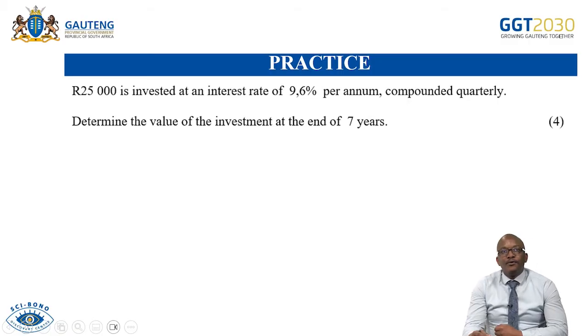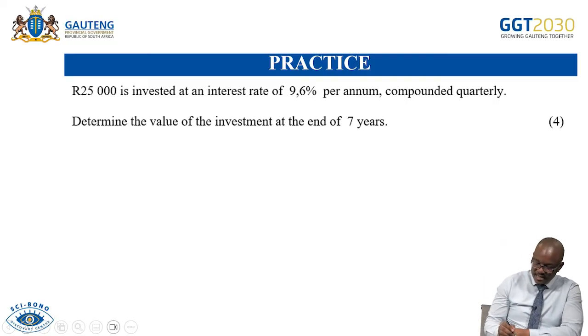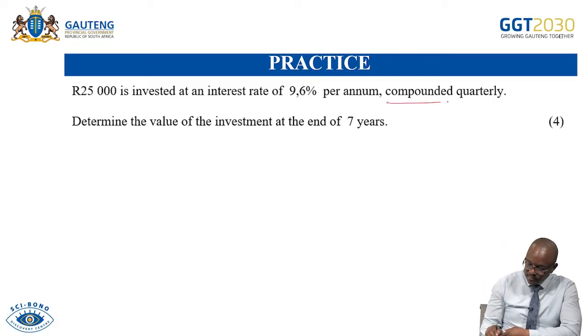So now the question says 25,000 is invested at an interest rate of 9.6% per annum, compounded quarterly. Correct? Determine the value of the investment at the end of 7 years. The simple question. Correct? So now what happens here? Remember, we are talking about the compound formula here.